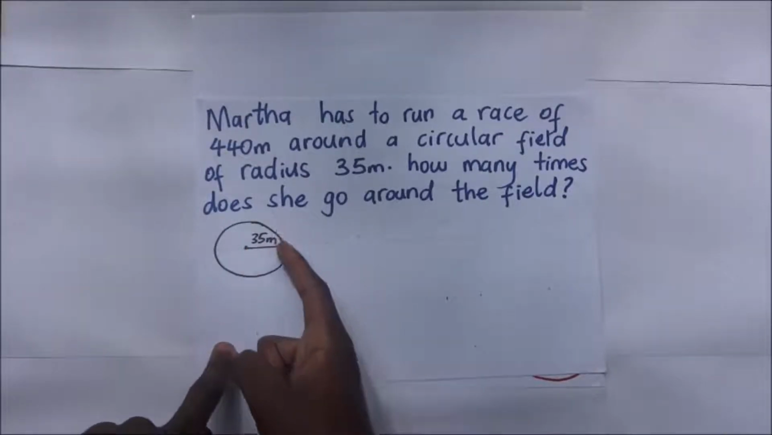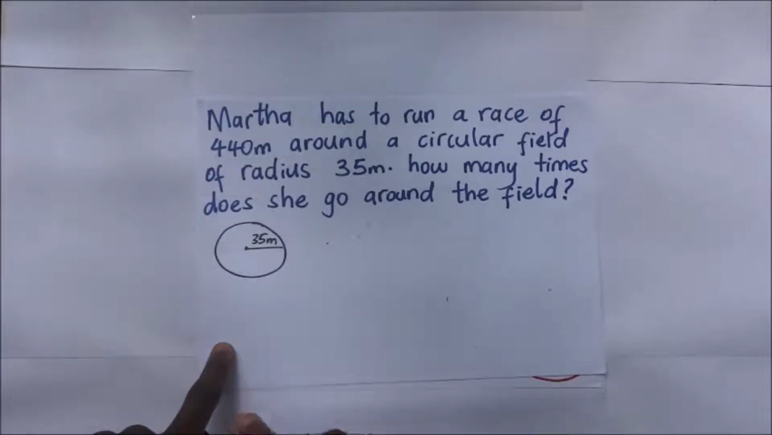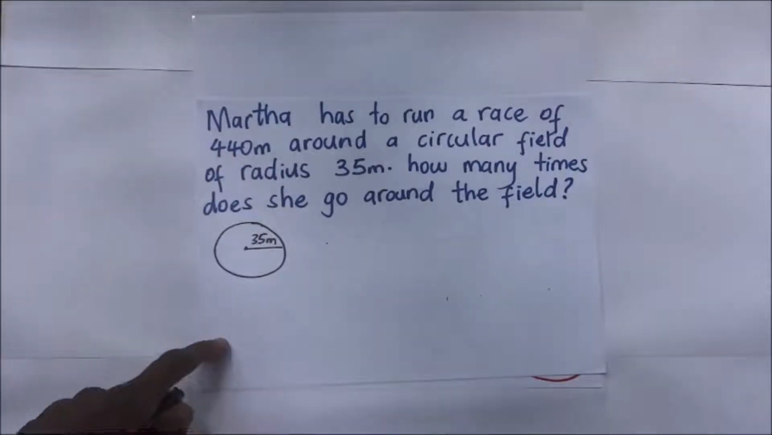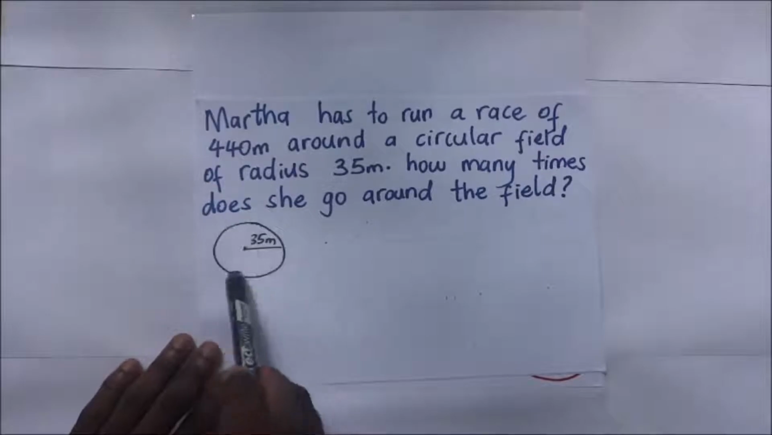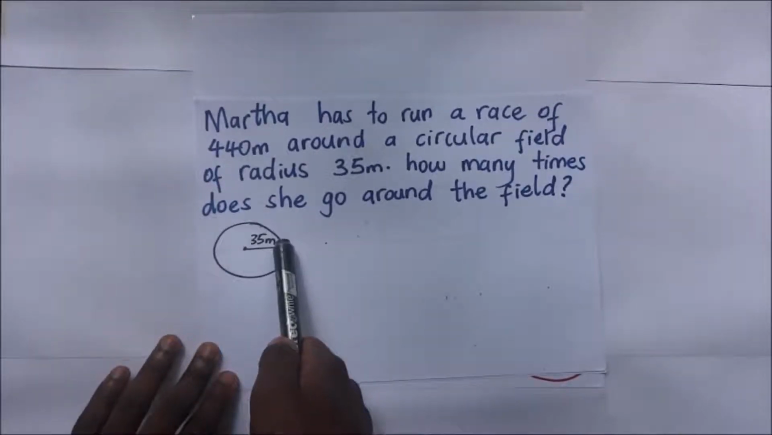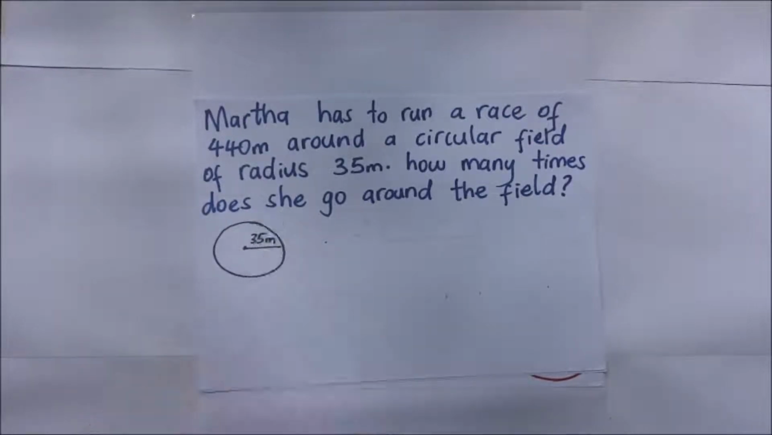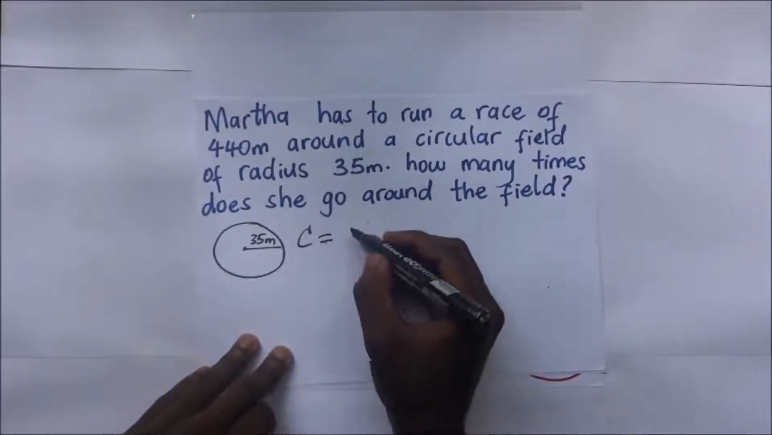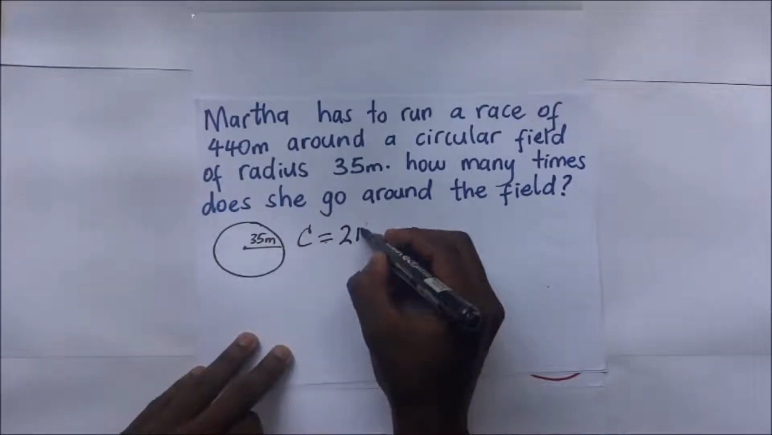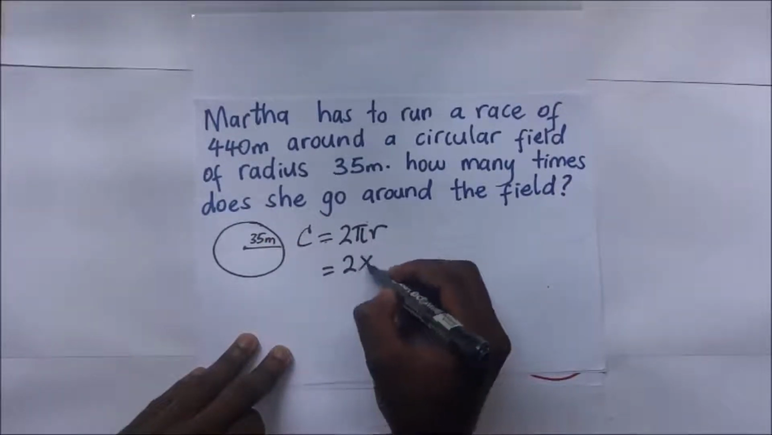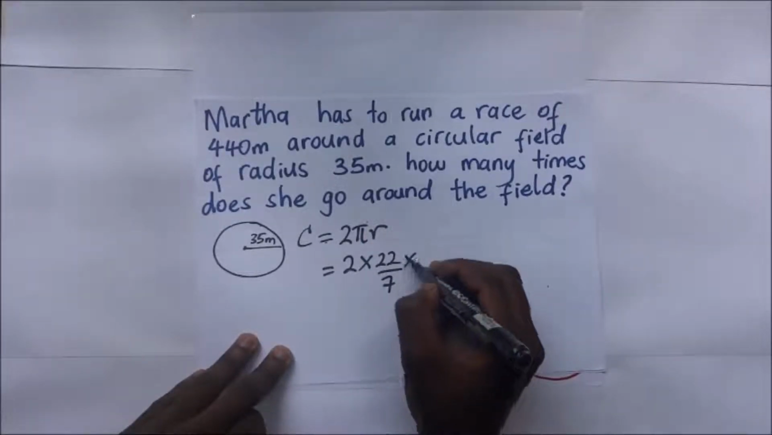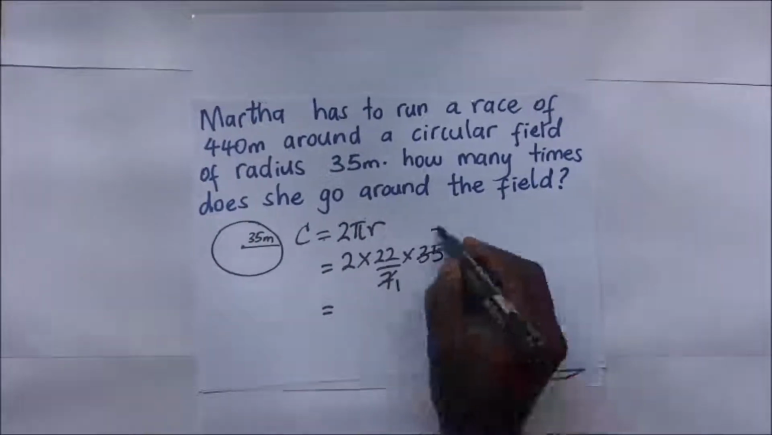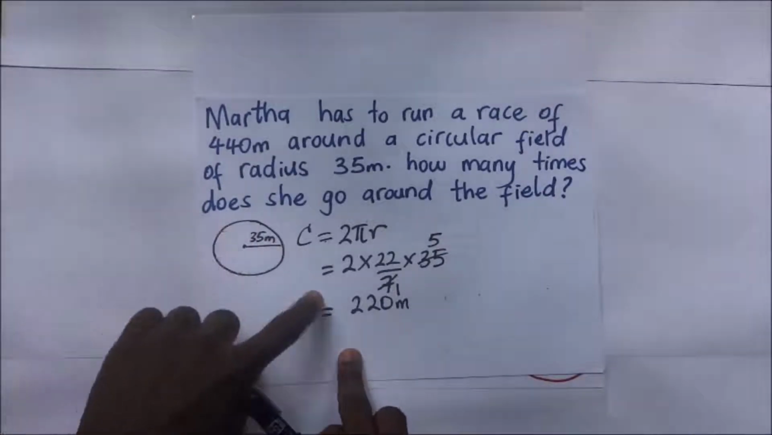Then if we know how long the distance is when she goes around it once, we will be able to find how many times she will run around it in a race that is that much. So finding how long the distance around the field is means you're supposed to find the circumference of this circle, or the circumference of the field. We said that the circumference is, in this case, pi d or 2 pi r, but since we have the radius, let's use 2 pi r. That's going to be 2 times pi, which is 22 over 7, times the radius of the field, which is 35. And then we shall end up with our answer. The distance around the field is 220 meters.